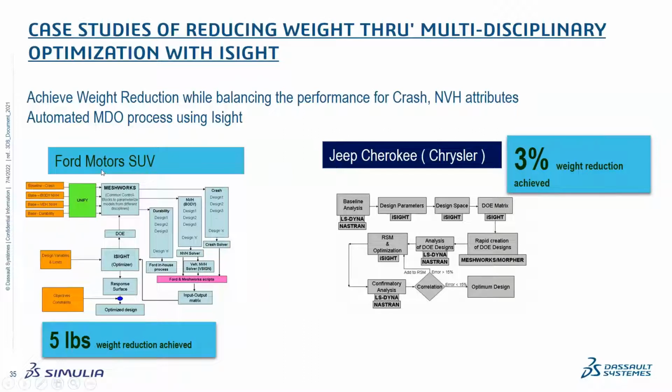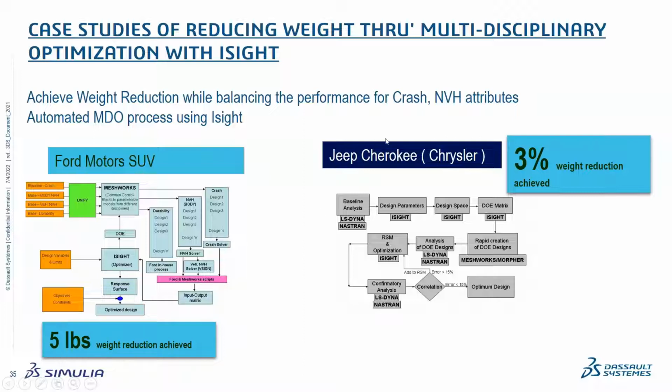This is with Ford Motors that we did. This is a whole MDO process where the baseline crash, NVH, and durability models were all taken, and accordingly we generated all the required designs, and from there we collated all this information and created an input output matrix and created a response surface method. From there we did the design optimization, and we were able to reduce around 5 pounds here.